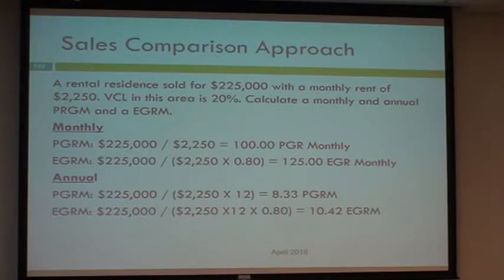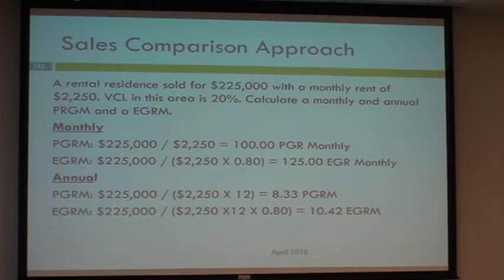We know it sold for $225. We know the monthly rent is $22.50. So that's going to be what? Potential gross rent. So that potential gross rent multiplier is going to be real simple. 225 divided by 2250 is 100, okay?